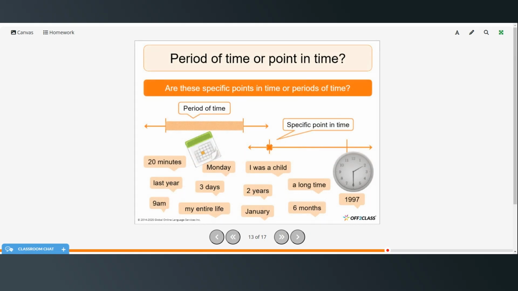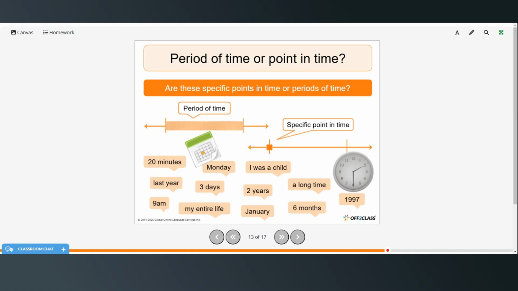Okay, so are each of these specific points in time or periods of time? So 20 minutes would be a period of time. Monday was a specific point. I was a child, that would be a period of time. Last year, period of time. 3 days, period of time. 2 years, period of time. A long time is a period of time.